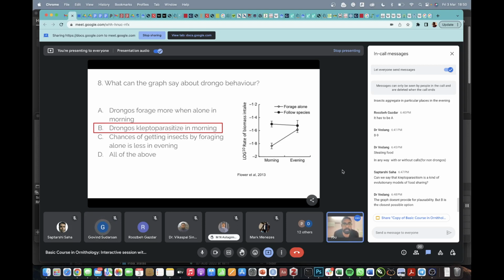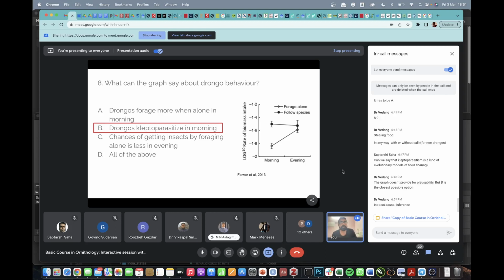So the x-axis is basically a categorical variable, morning and evening, and the y-axis is the rate at which the food biomass is ingested. What it says is that when the drongos are foraging alone in the morning, the biomass intake is less than when they are following a species. In the evening, the biomass intake is similar, so there is no significant difference between the two.